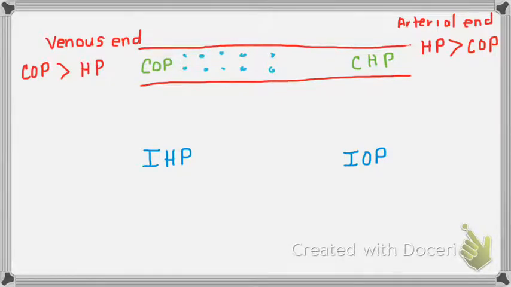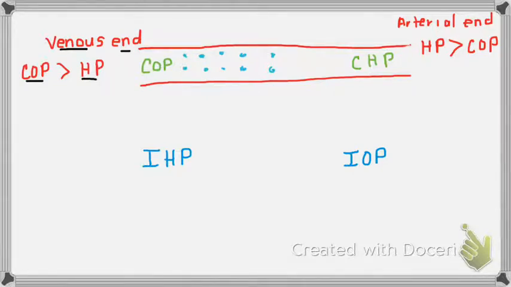Okay guys, I'm going to see if I can make this somewhat simpler, the fluid movement between plasma and interstitial spaces. What you'll see here is we have the venous end, and at the venous end your capillary oncotic pressure, so we're saying that COP, exceeds hydrostatic pressure. Okay, so at the venous end, capillary oncotic pressure exceeds hydrostatic pressure.